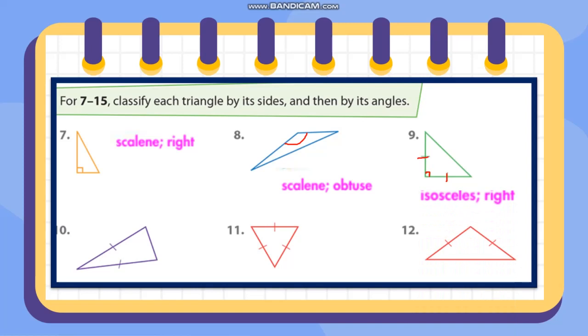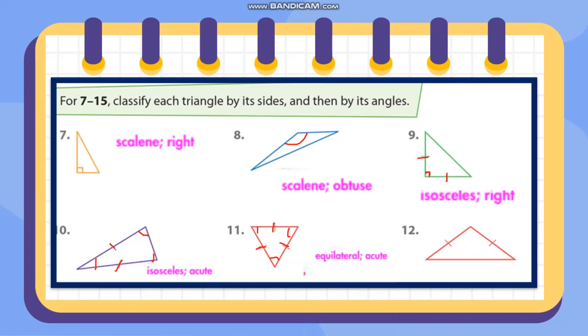Question number 10, two sides are equal. It's the same, that is isosceles, okay? And all angles are acute, so the answer is isosceles acute triangle. Question number 11, all sides are equal, having this symbol. So it means all sides are equal, that is equilateral triangle. And all angles are acute, that is less than the right angle, so the answer is equilateral acute triangle.